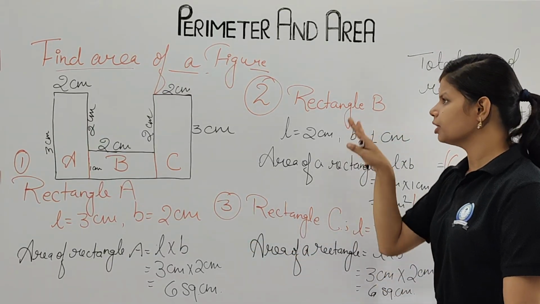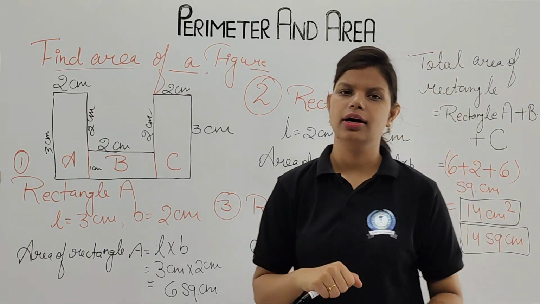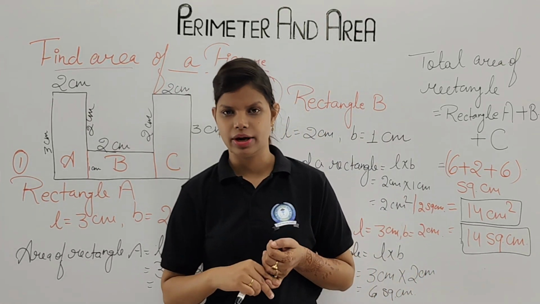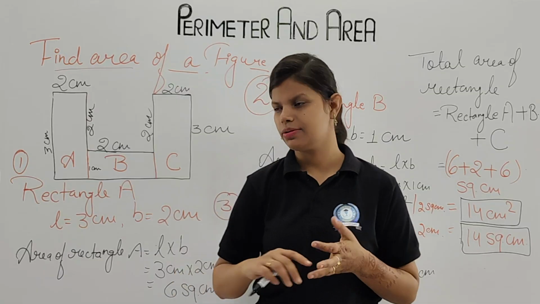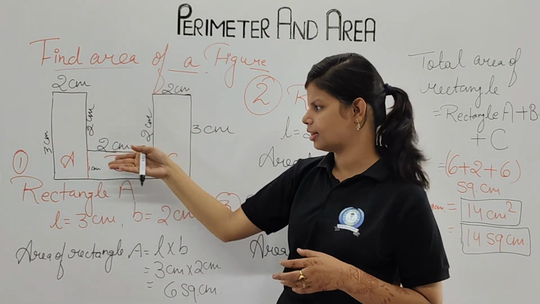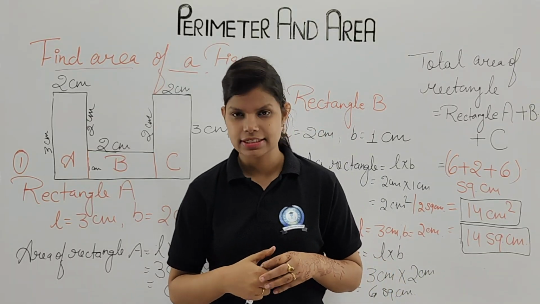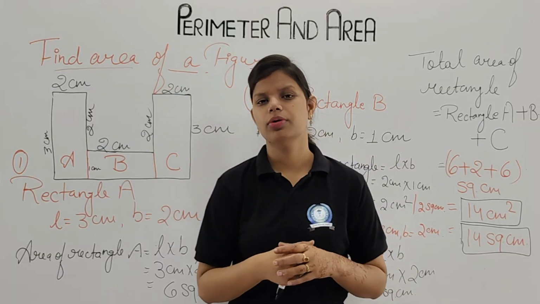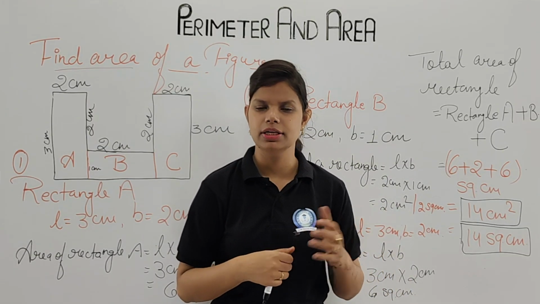So students, this is the third part which we have discussed in area: find the area of a figure. First we discussed the area of a square, then the area of a rectangle, and last we discussed how to decide which area we have to find. This is another type of question. So this is all from our topic area.